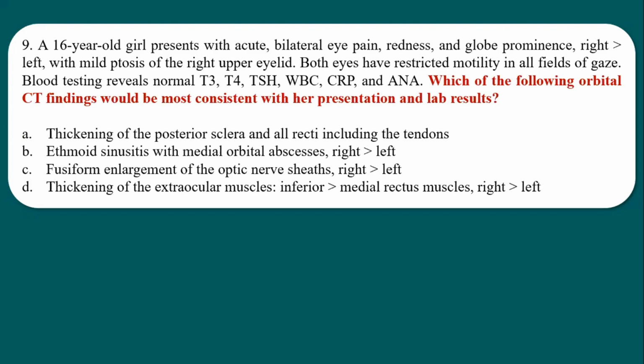Thickening of the posterior sclera and all rectus muscles including the tendons. Ethmoid sinusitis with medial orbital abscesses, right more than left. Fusiform enlargement of the optic nerve sheaths, right more than left. Thickening of the extraocular muscles, inferior more than medial rectus muscles, right more than left.